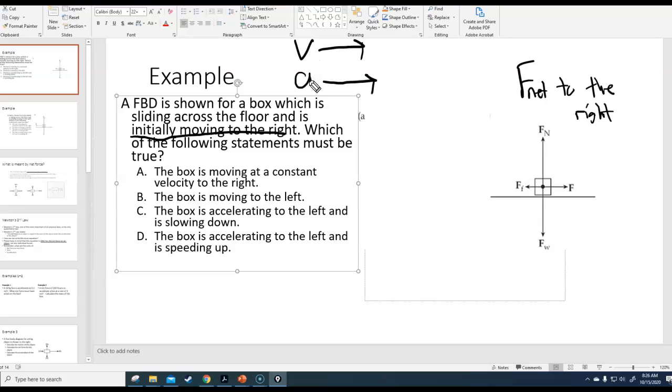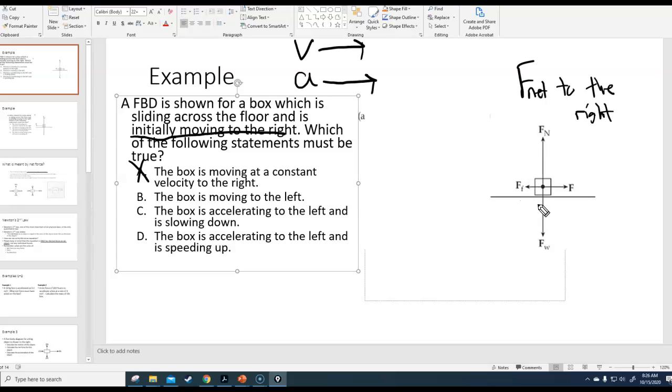If the velocity and the acceleration are in the same direction, we talked about this in a past video, the object is going to speed up. Alright, so let's look at these answer choices. A says the box is moving at a constant velocity to the right. The only way it could be moving at a constant velocity, according to Newton's first law, is if the net force was equal to 0, which it's not. B says the box is moving to the left. There's nothing to indicate that.